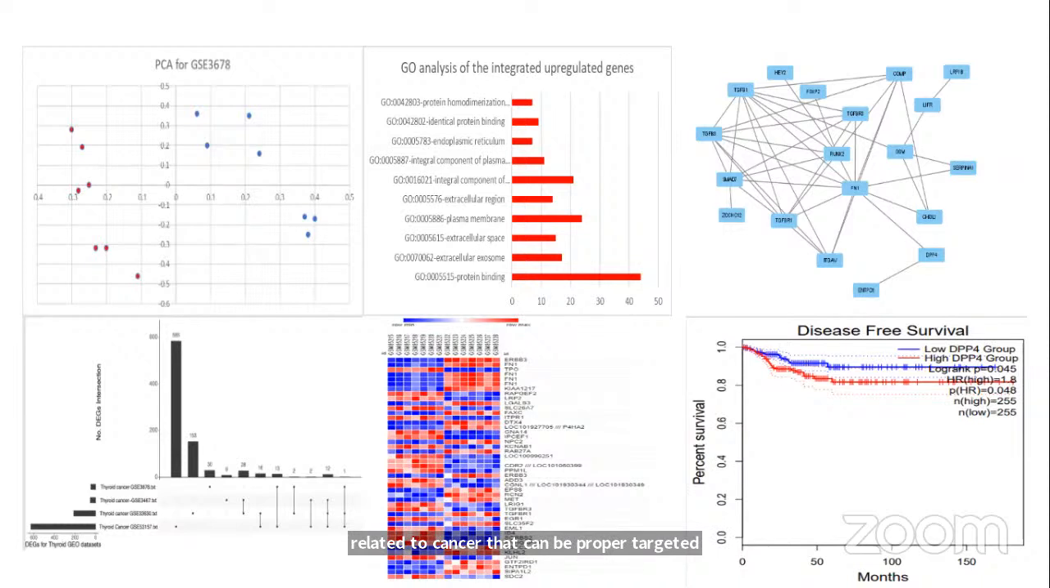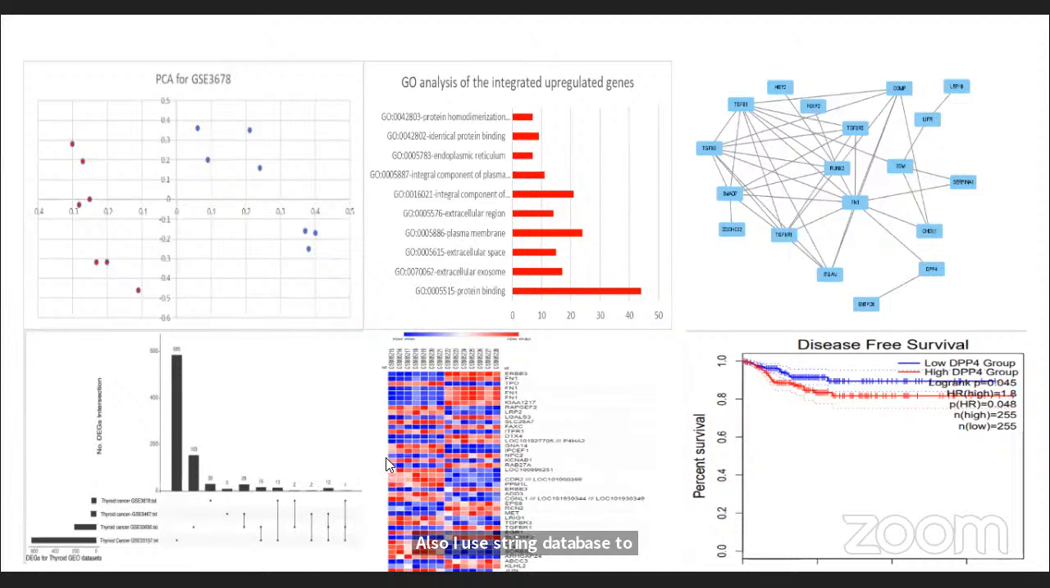I analyzed these 13 genes using DAVID to study their gene ontology, functional annotation, and pathways. Also, I used the STRING database to find protein-protein interactions between the genes. Also, I performed disease-free survival analysis for all the 13 genes. Also, I made box plots, and this way I could identify 4 genes that are implicated in cancer that can be probable targets for treatment options.